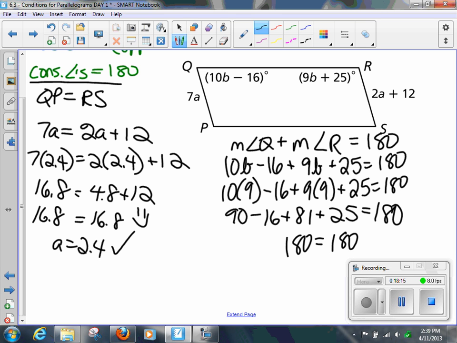But why can you not do that? Because they're consecutive angles, and consecutive angles are what? Equal to 180. Guys, you've got to know. Questions? Check your math again. 180 is equal to 180, then this verifies that B is 9, correct? How many of you had that? Very good.